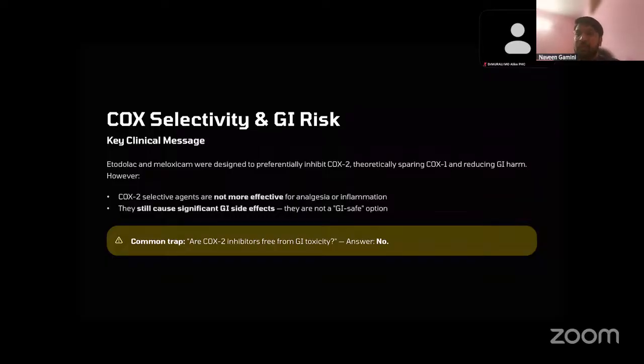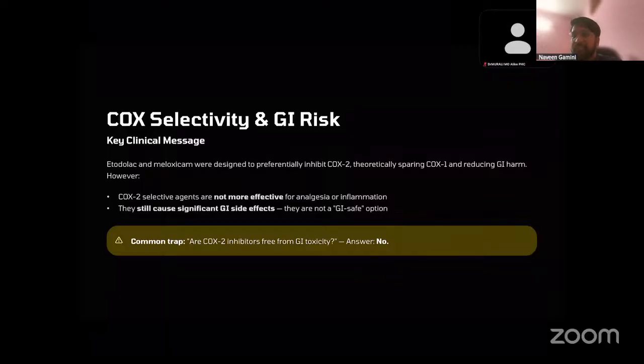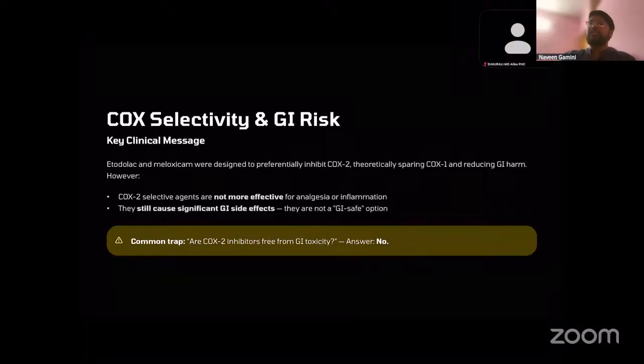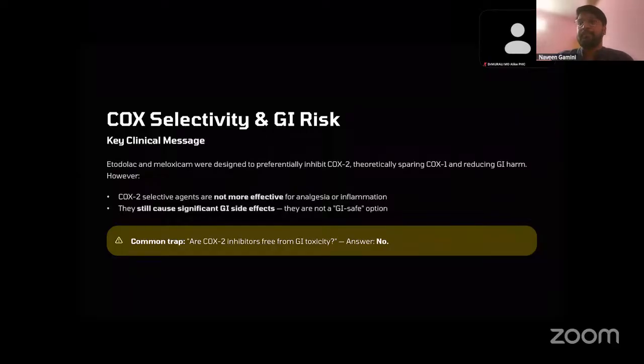Pharmacologically, we can see that NSAIDs which are specific to COX-2 should be a GI-safe option, but clinically what is seen is that they are not safe from GI toxicity, and also their effectiveness for analgesia or inflammation is less as compared to non-specific NSAIDs. So the COX-2 specific NSAIDs clinically have no added advantage.